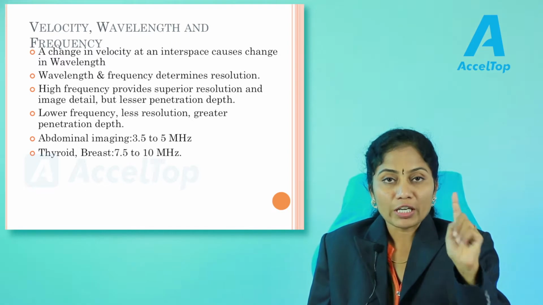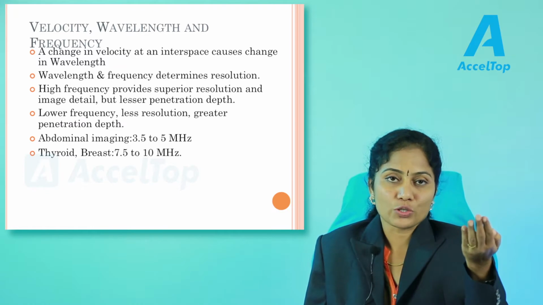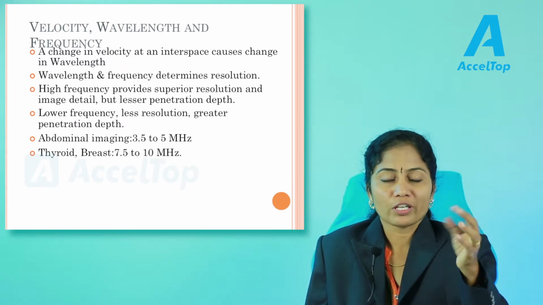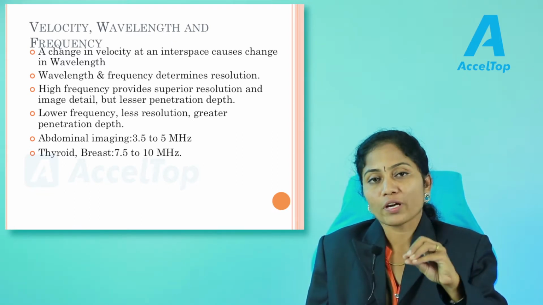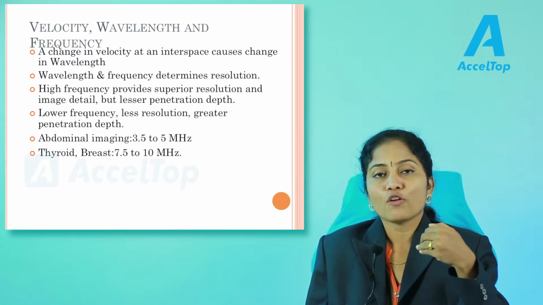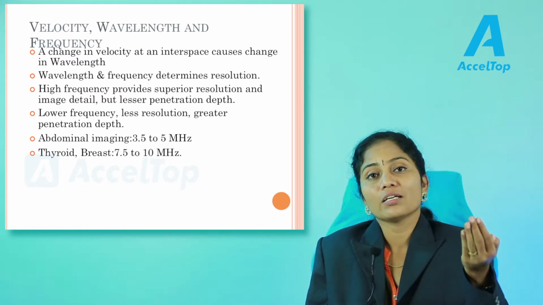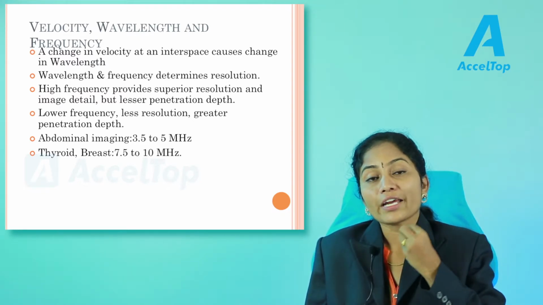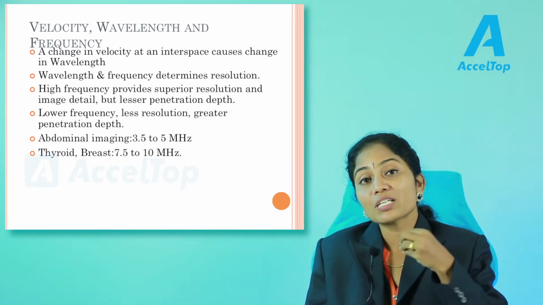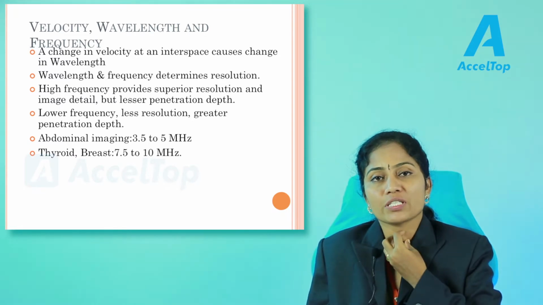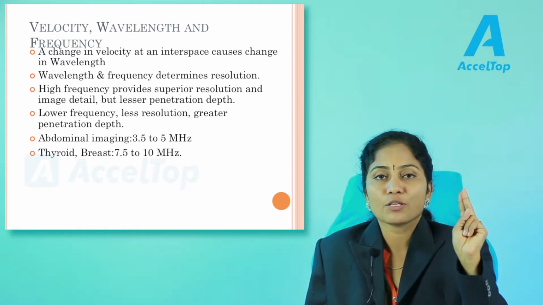Wavelength and frequency are very important for resolution, because high frequency provides superior resolution, but the attenuation is more. Now I am introducing another term called attenuation. Attenuation is the loss of energy when sound enters the tissue. For example, when I am seeing a structure like the thyroid, I use higher frequency probes. Higher frequency has more attenuation, so it can't be used for deeper structures. It can be used only for superficial structures. So remember, for superficial structures we use higher frequency probes.